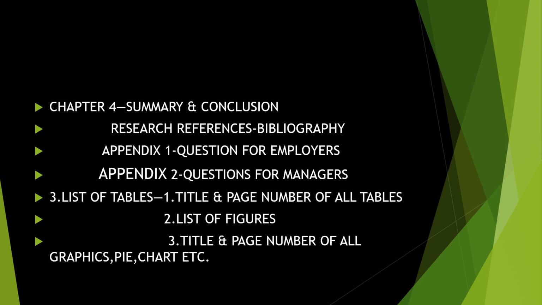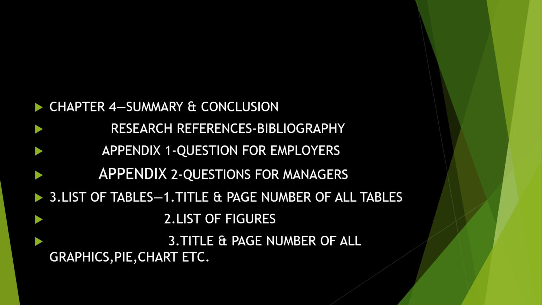Appendix 1 is the questions for employees. If you are doing research about an institution, there might be some questions related to the employees, so you have to include them. Then appendix 2 is the questions for managers. Managers means those who are at the topmost level, and you have some questions towards them, and their answers also you can include in appendix 2. This should be the content of the table. You have to include all these topics and their page numbers there.